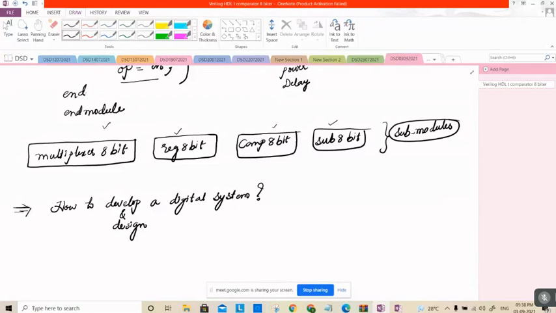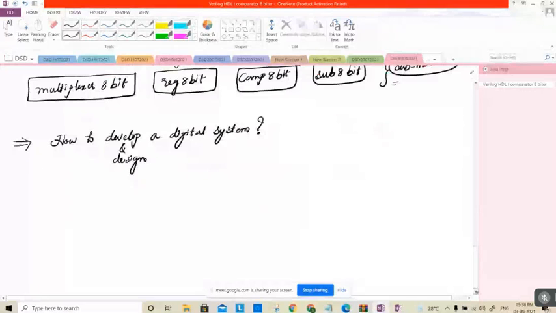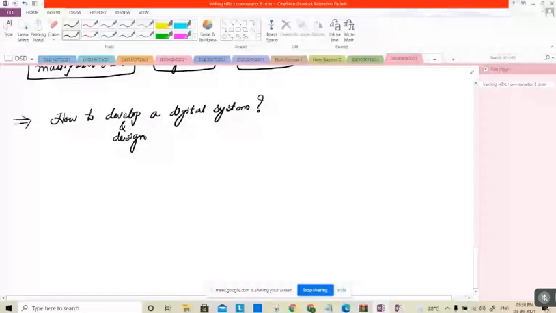So these are only submodules. If you are developing a digital system, then how to develop it and how to design it with the help of Verilog code, that we'll study.